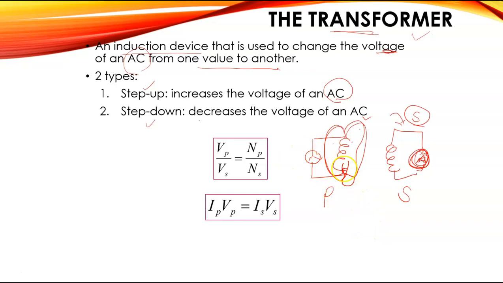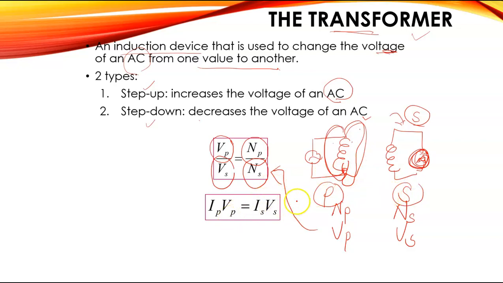The relations between the number of turns in the primary and the number of turns in the secondary, and also the voltage in the primary and the voltage in the secondary, are written as these equations. The ratio of the EMF or voltage in the primary to the EMF in the secondary is the ratio of the number of turns in the primary over the number of turns in the secondary. Now, the relation of I and V for the primary and secondary coils is written as these expressions, where the product of I and V in the primary is equal to the product of I and V in the secondary. So basically, what you observe in the primary, you also observe in the secondary.